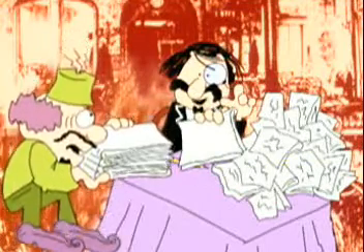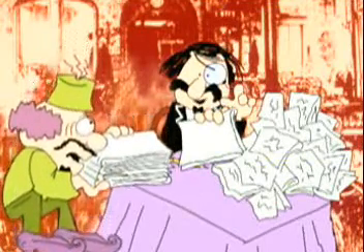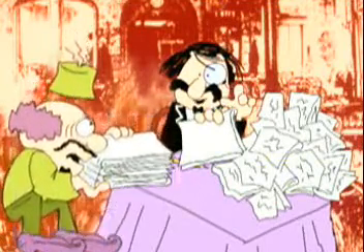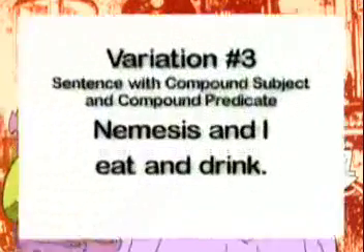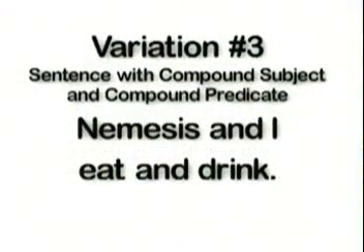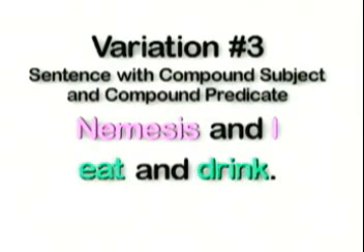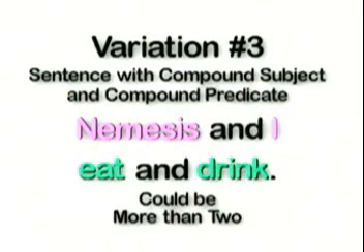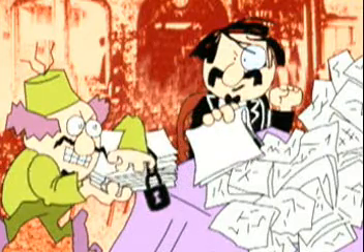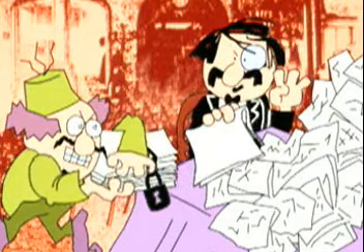Now, if I can get another napkin, I can show you an example of a simple sentence with compound subjects and predicates. You see, it's really quite simple. 2 subjects and 2 predicates. Of course, there could be more than 2 also. The variation holds true as long as there are at least 2 of one or the other. As I said, these 3 variations generally are intermingled.